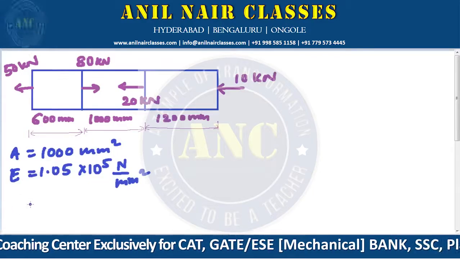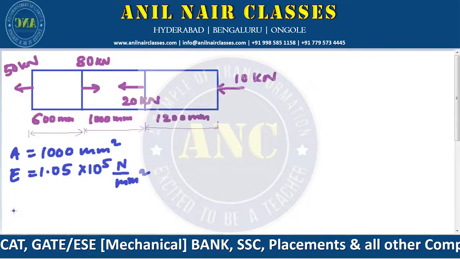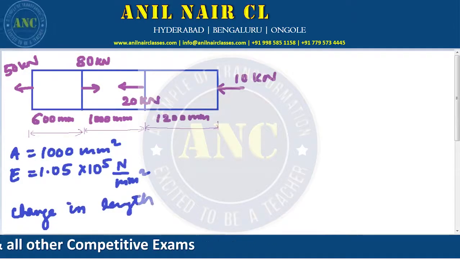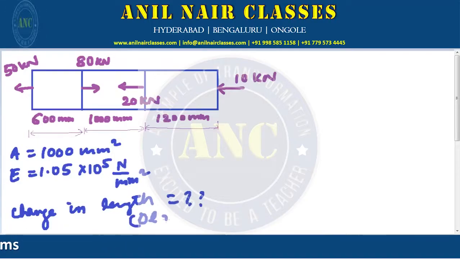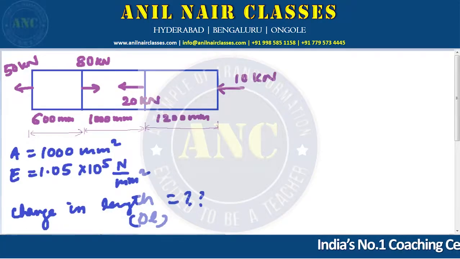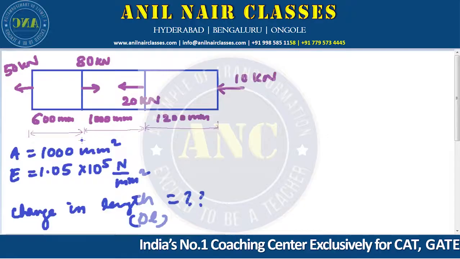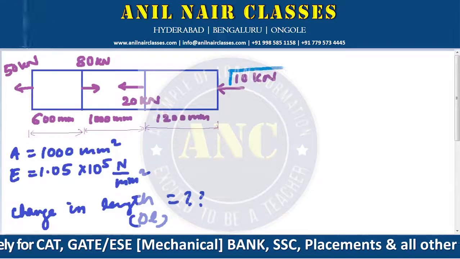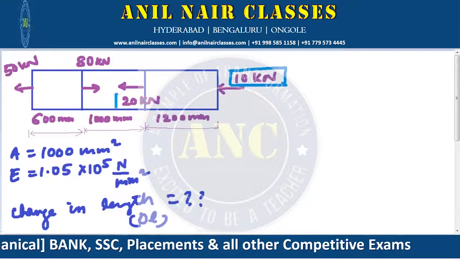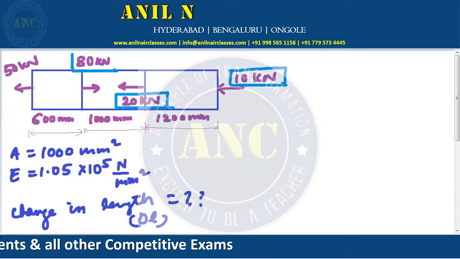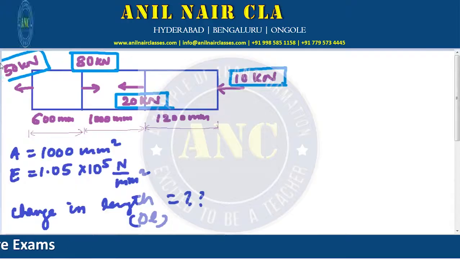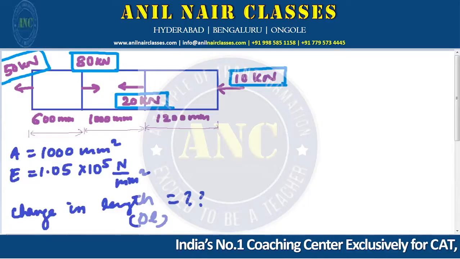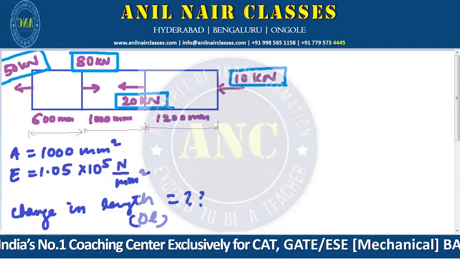find the contraction. That is basically the change in length. The question is asking the change in length, that is delta L, right? So how can we find it in such kind of question? Earlier there was only one force, but now we have not one force, we have 1, 2, 3, and 4 forces. In this condition, how should we proceed?